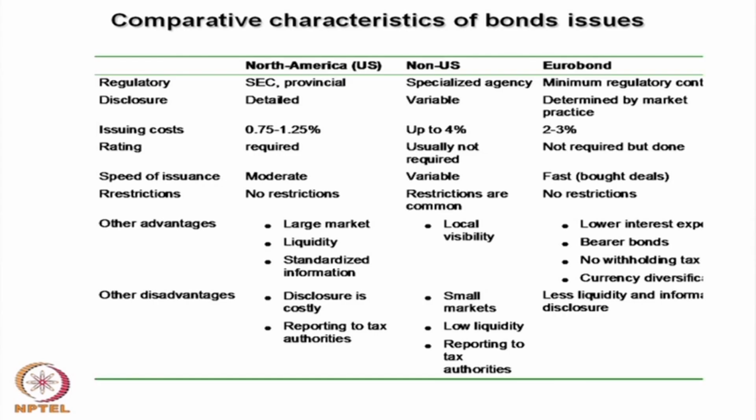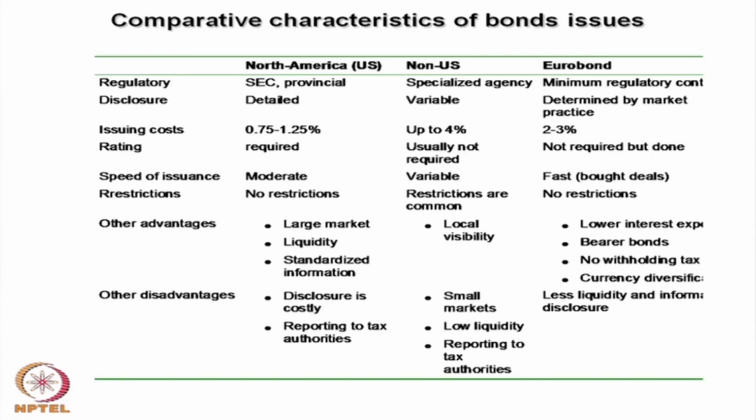If you see the North American US side, the disadvantage is quite high, in the form of highly costly disclosure norms. The reporting to tax authorities is there, regular reporting will be there, and disclosure norms in the form of accounting standards are also there. But in case of non-US countries, the market is very small, with very low liquidity, and the tax culture and tax parts are different.